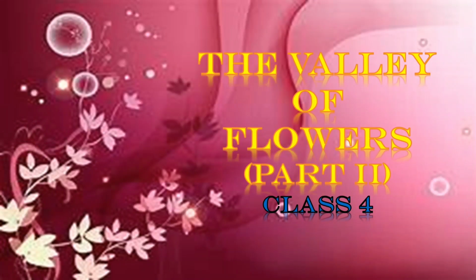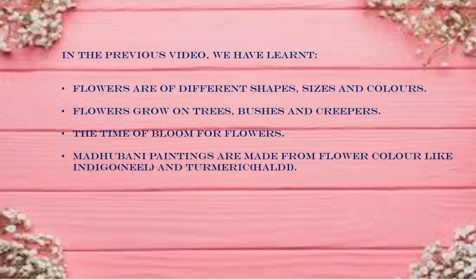Hello children, let's continue with the second part of our lesson, the value of flowers. In the previous video, we have learned flowers are of different shapes, sizes and colors. Flowers grow on trees, bushes and creepers. The time of bloom for flowers. Madhubani paintings are made from flower color like indigo, that is Neel, and turmeric, that is Haldi.